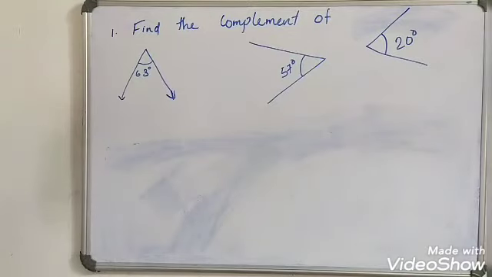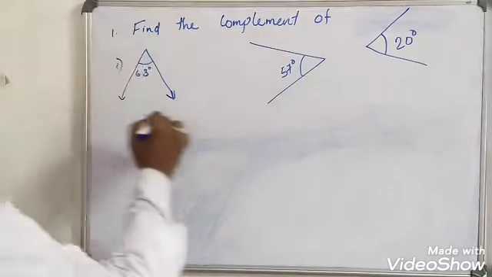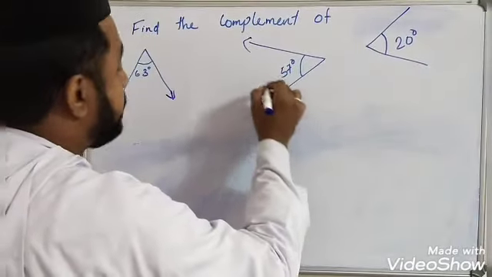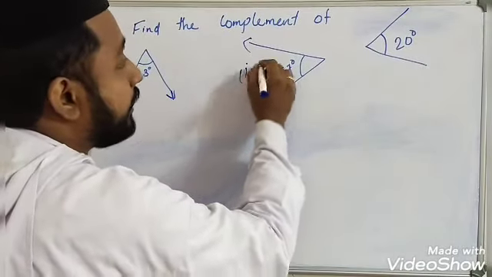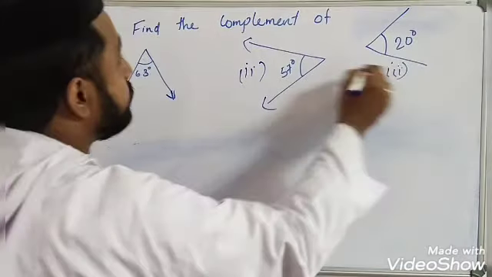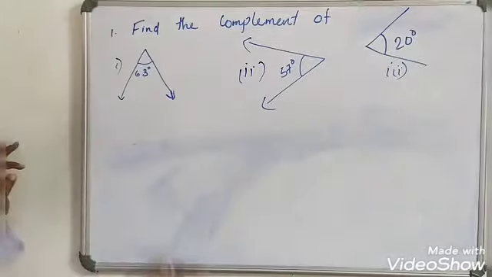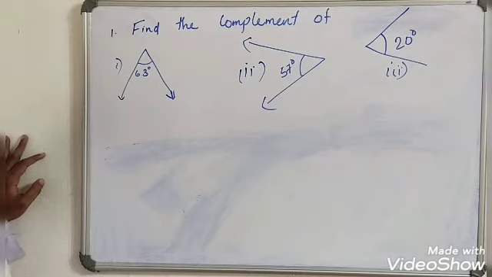First question, find the complement of the following: 63 degree, second one 57 degree, and third one 20 degree.